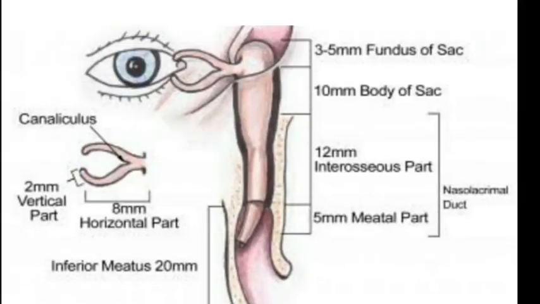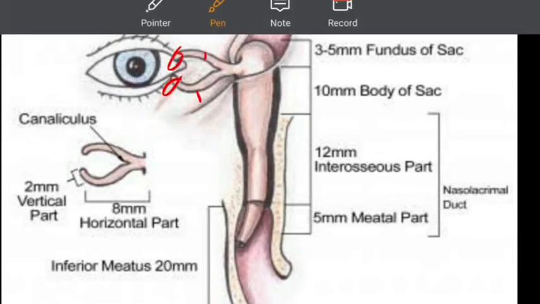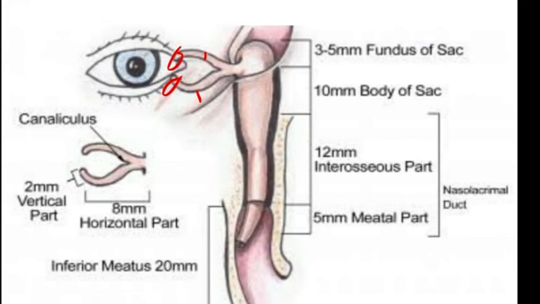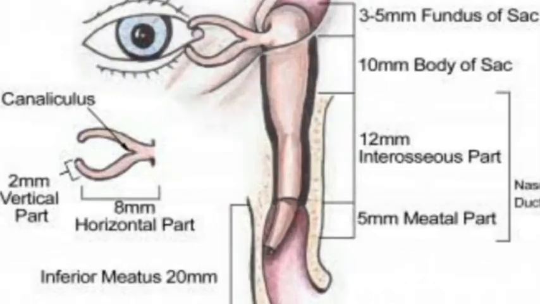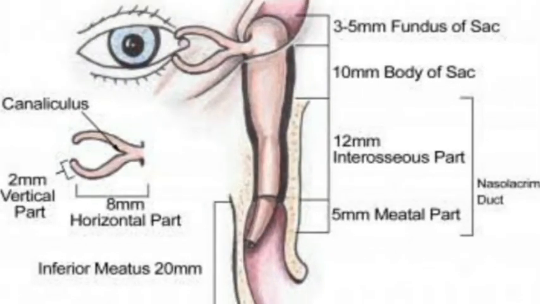So next, moving on to the lacrimal passage system, which is responsible for draining your tear film. We have four parts mainly. The first one is the punctum, okay. The second is the canaliculi, and the third is the lacrimal sac, and the fourth is the nasolacrimal duct. So let's see each in detail now.